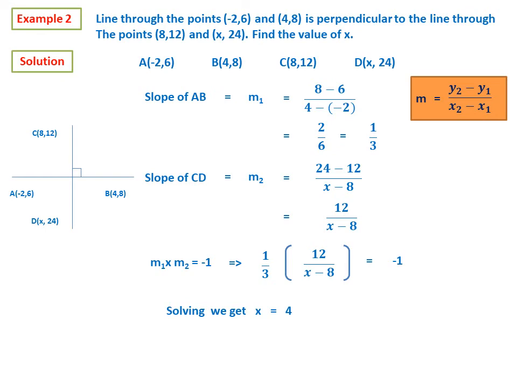The solution I have not shown. What you have to do is cancel 3 and 12, so 4 divided by x minus 8 equals minus 1. Then cross multiply and simplify. Definitely you can do that part of the simplification. So we get x equal to 4. This is the solution.